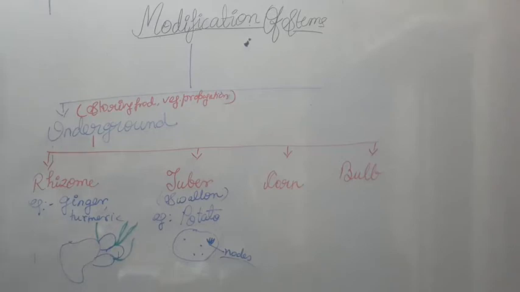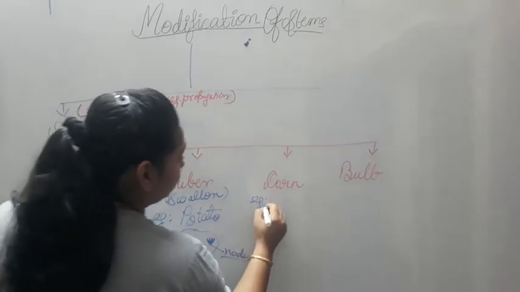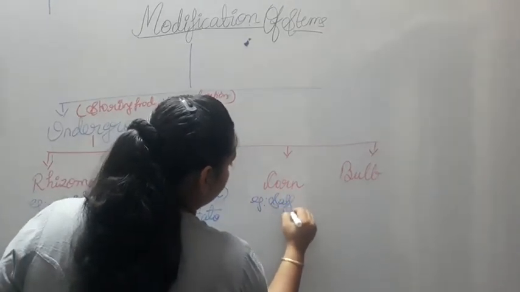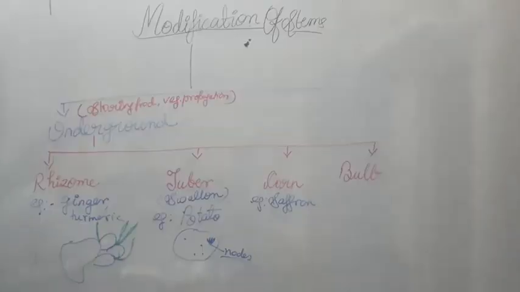Then we have corn. Corn, for example, saffron. They are also specialized, saffron which you eat, kesar. So they are also specialized for storing food and helping in propagation. They are also one of the underground stems. So it is the underground stem that helps the corns to develop further.